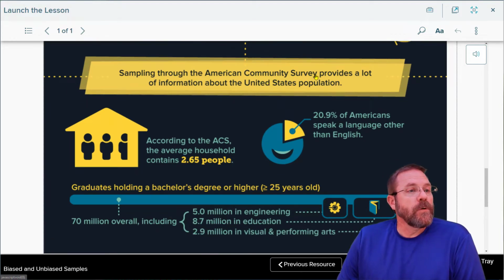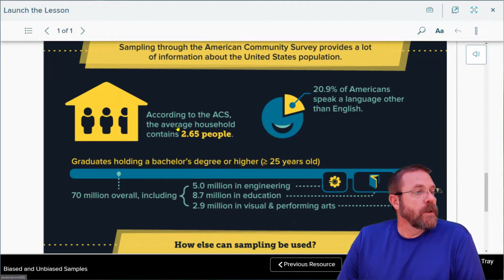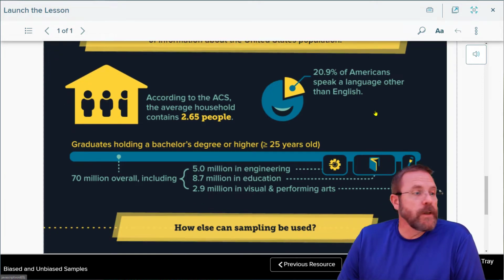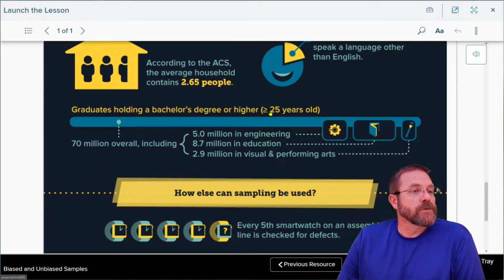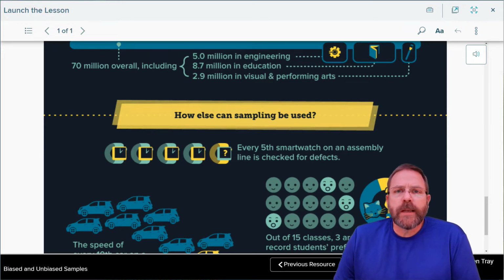Sampling through the American Community Survey provides a lot of information about the United States population. According to it, we can find that the average household contains 2.65 people. We can also find that 20.9% of Americans speak a language other than English. We find graduates holding a bachelor's degree or higher, greater than 25 years of age. And let's see, that's going to be 5 million in engineering. You've got 8.7 million in education, and 2.9 million people in the visual arts hold a bachelor's degree or higher.